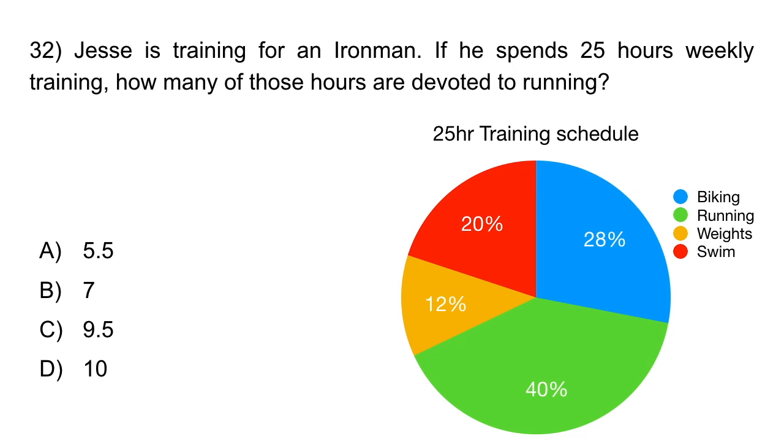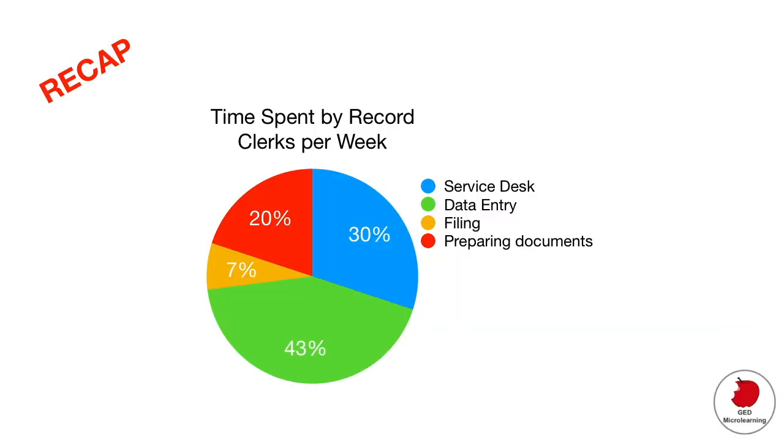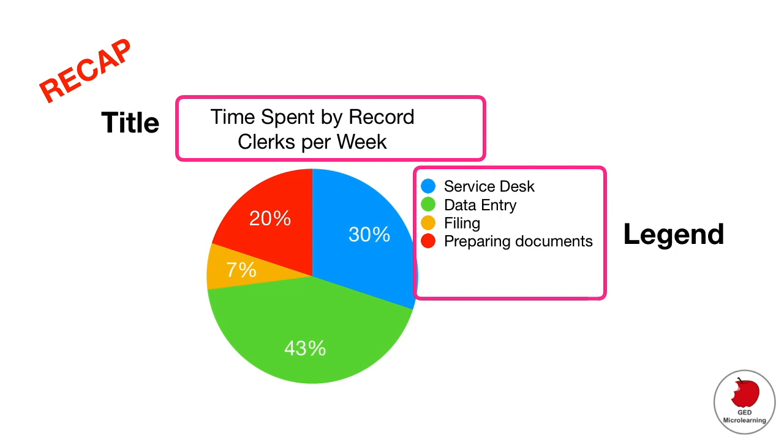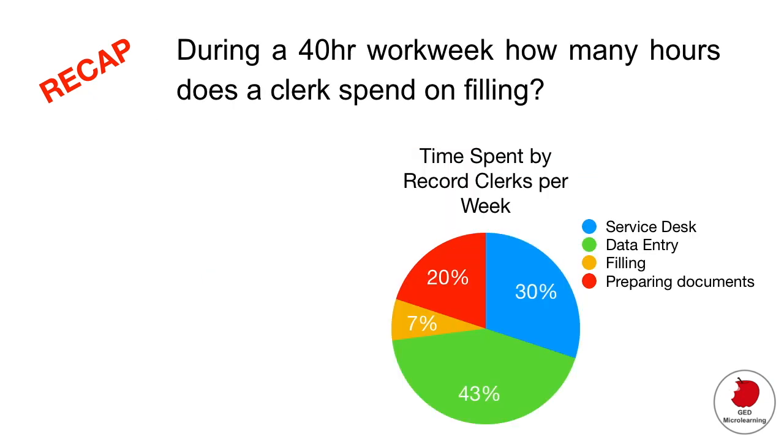All right, so first of all, let's remind ourselves what it looks like when you read a pie graph. Remember, the first thing you do is look at the title, because it's telling you what this pie graph is about. Another thing you do is look at the legend, because the legend is telling you what each of these slices in the pie represent, and allows you to answer the question. So in this case, it's telling you that during a 40-hour work week, how many hours does a person spend filing? If you look at the pie and we look at the yellow, it says filing is 7%.